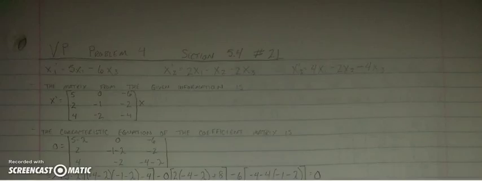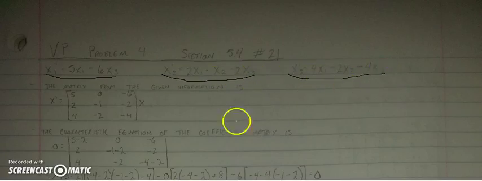Today we're going to be doing the VP problem 4 from section 5.4, number 21. As you can see, here are our initial or our given values. And from there, we're going to get the matrix from the given information.